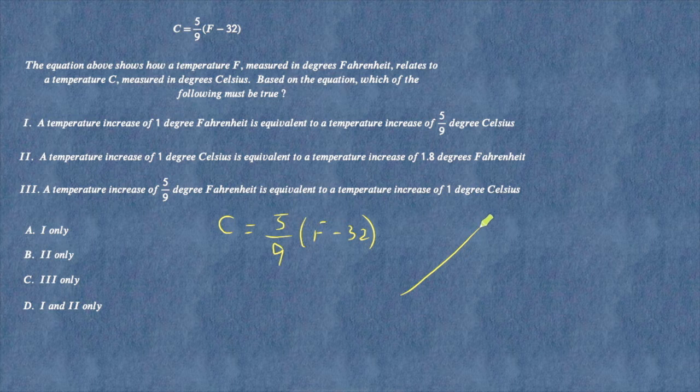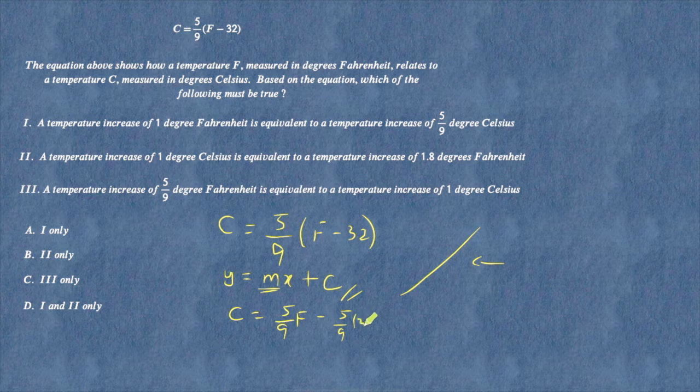So how do you find the slope for this equation? If an equation is of the format y equals mx plus c, then m is the slope. We don't care about the constant c. If you look at the problem here, C equals 5 divided by 9 F minus 5 divided by 9 times 32. Here you see m is the slope for this equation. So if Celsius is on the y-axis and Fahrenheit is on the x-axis, then 5/9 will be the slope.